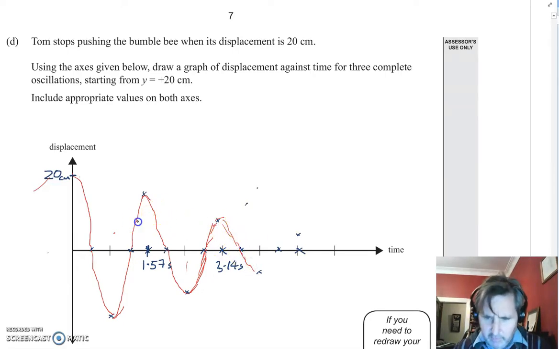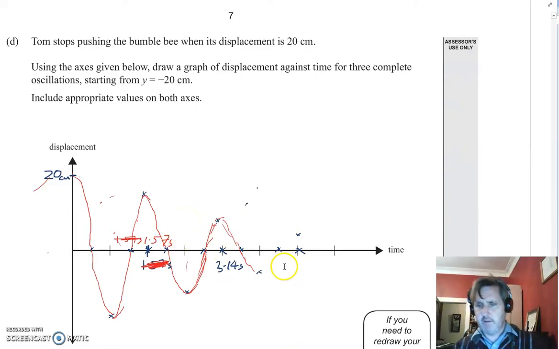And then I'm going to actually, look, I've put the times in the wrong place, so I'm just going to cross these out. And I'm going to write them here. 1.57 seconds. And, oh no, it wasn't in the wrong place. Let's go back to doing that again. 1.57 seconds. And there we go. That's the end of the paper.